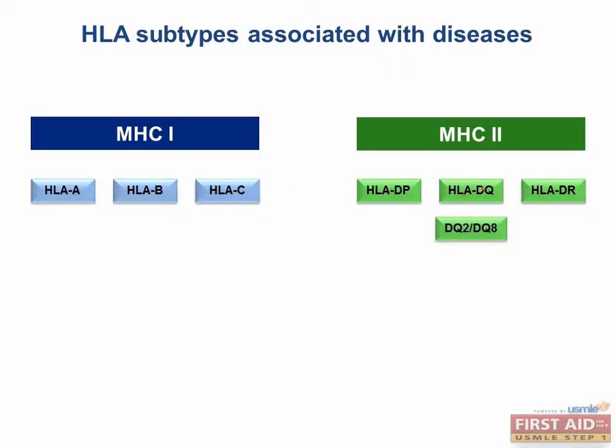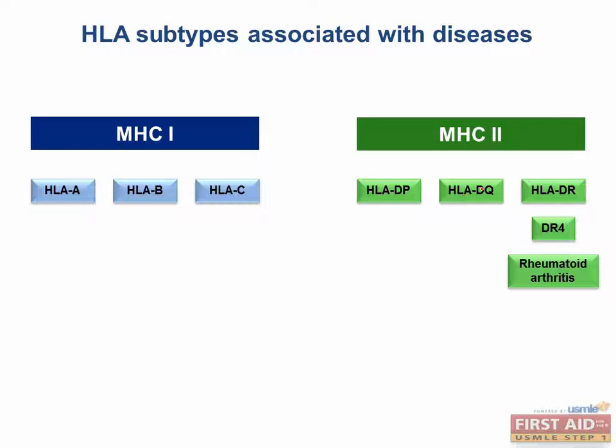All right, let's move on to some MHC2 receptor and HLA genes. So the DQ2 and DQ8 is a good one to know. What disease? Celiac disease. All right, very good. And then finally DR4, last example. Remember that this is rheumatoid arthritis.